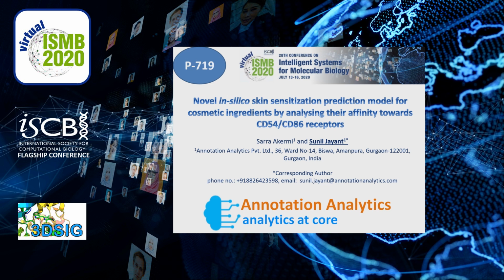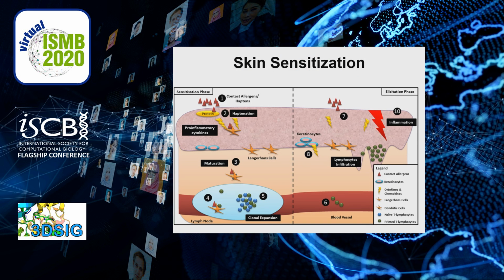sunil.jayant@annotationanalytics.com. So first question, what is skin sensitization? Skin sensitization is a signaling pathway where external compounds like cosmetic ingredients, chemical compounds, or any external API interact with the skin, and it leads to a sequence of pathways. The first reaction is binding of the compound on the skin protein, and this process is known as haptenization.